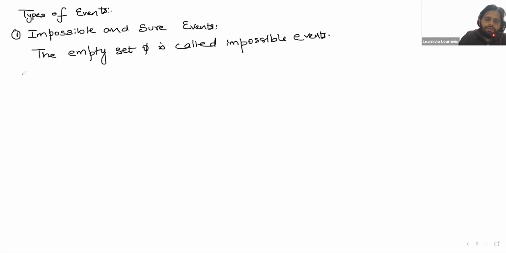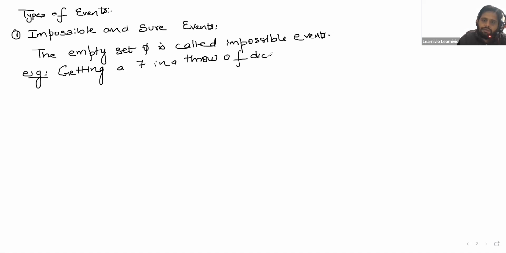For example, getting a 7 in a throw of a dice. If we are throwing a dice and we expect to get a 7, that is not possible if the numbers on the die are from 1 to 6. So what is an impossible event? One which never occurs. The empty set is called the impossible event. You can take any example which can never occur.